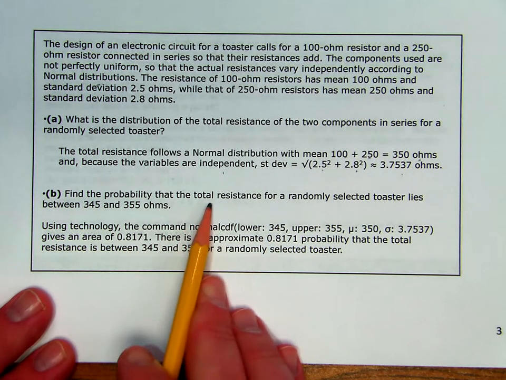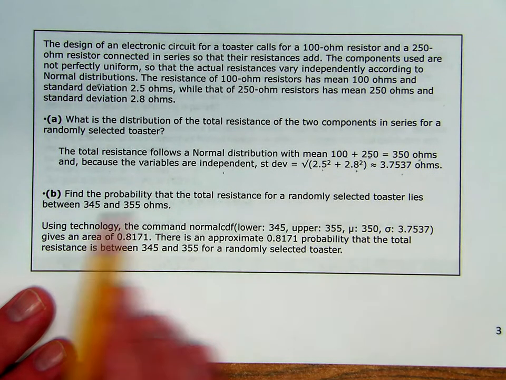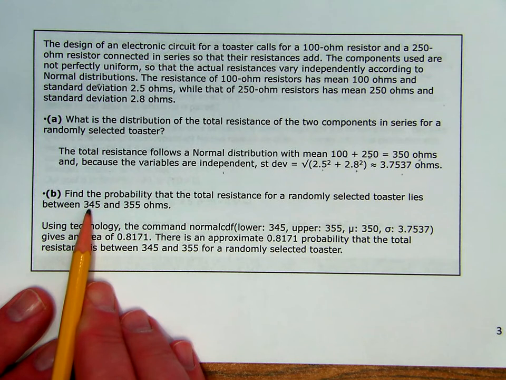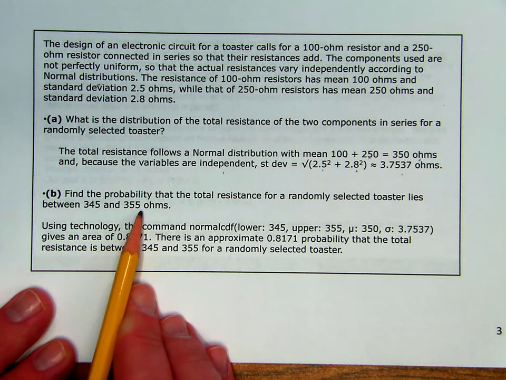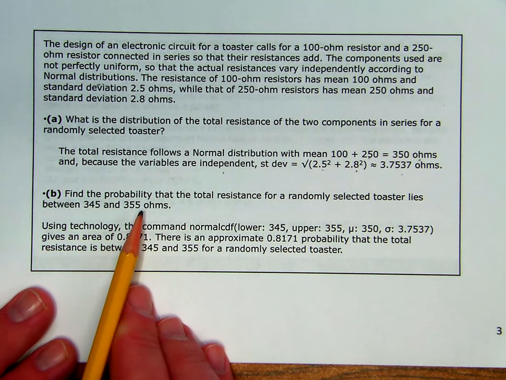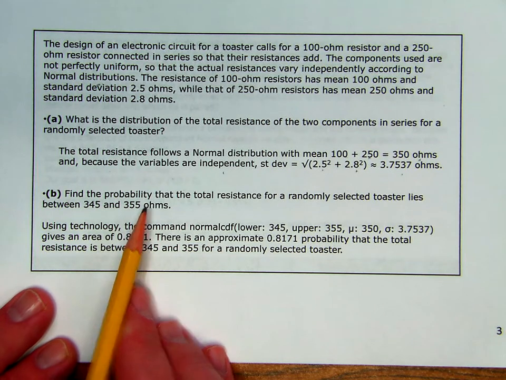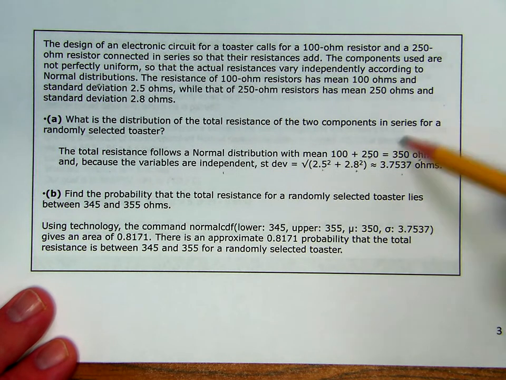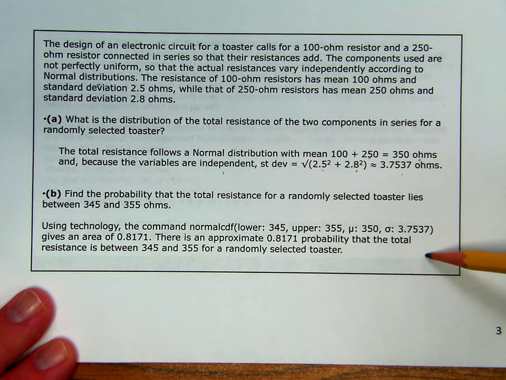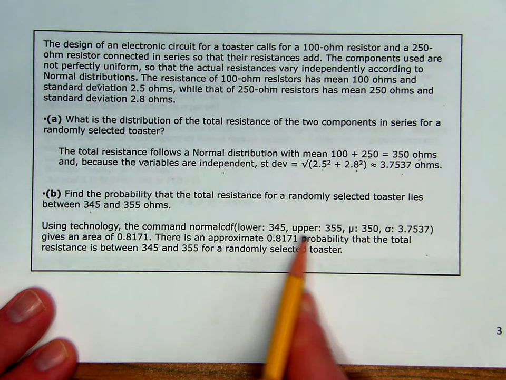Find the probability that the total resistance for a randomly selected toaster lies between 345 and 355. So again, this is a format we've seen before, very common on the AP exam. You get some information about a transformed random variable or a combined random variable, and then you get asked a probability question. So that's the lower, upper.